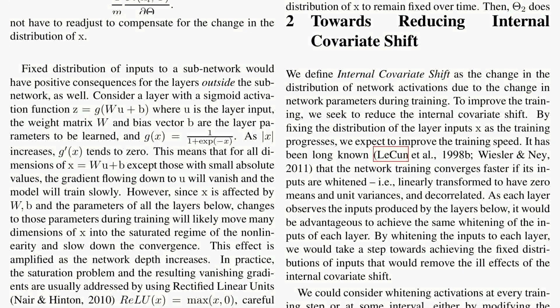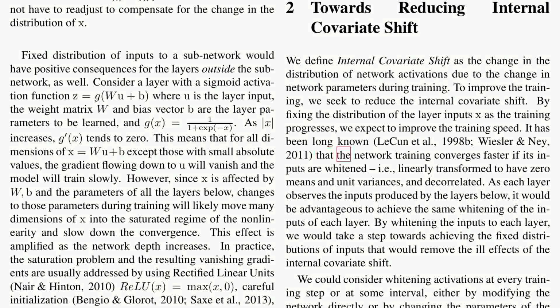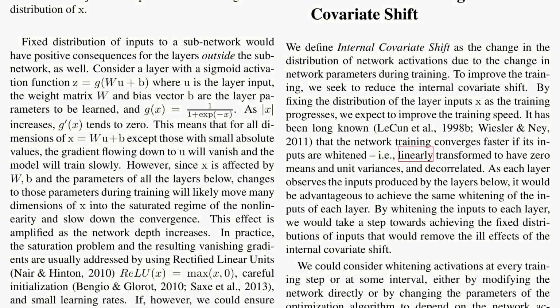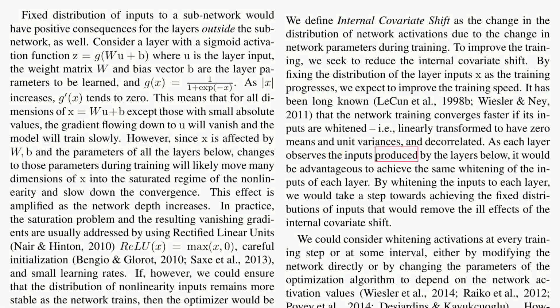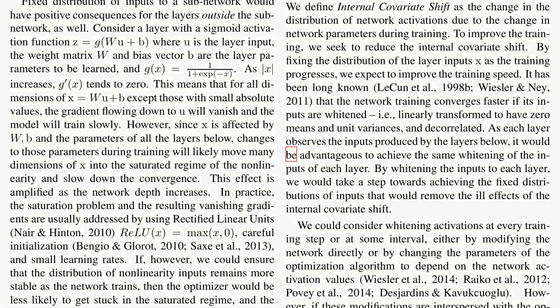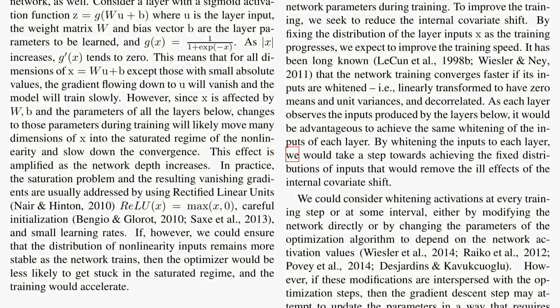It has been long known, LeCun et al., 1998b, Wiesler and Ney, 2011, that network training converges faster if its inputs are whitened, i.e., linearly transformed to have zero means and unit variances, and decorrelated. As each layer observes the inputs produced by the layers below, it would be advantageous to achieve the same whitening of the inputs of each layer. By whitening the inputs to each layer, we would take a step towards achieving the fixed distributions of inputs that would remove the ill effects of the internal covariate shift.